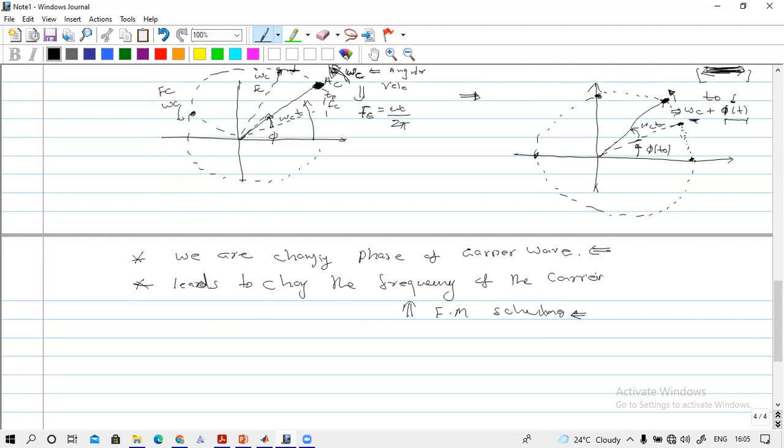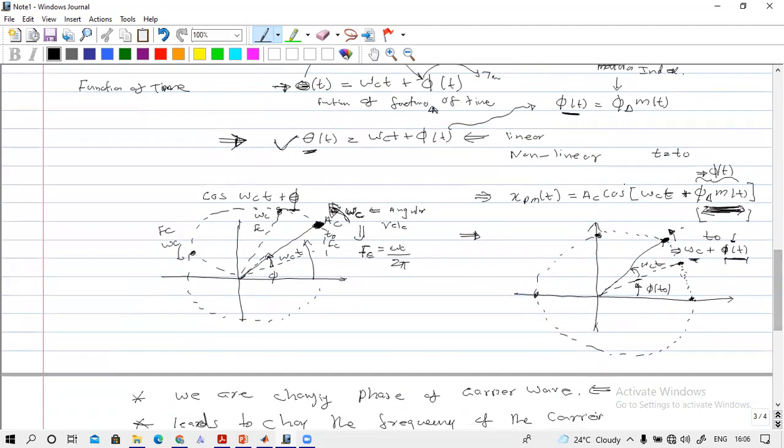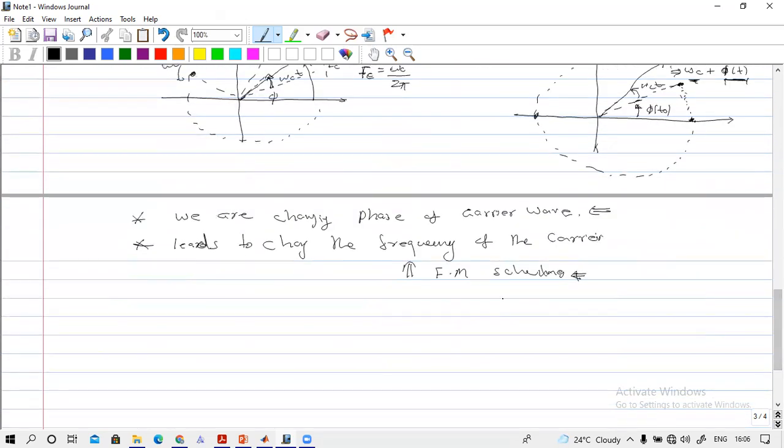Okay, can you understand this? By changing the omega, actually we are changing the frequency of the signal. By changing this phase, this part, we are changing the frequency of this whole signal, whole carrier. We normally refer to it as phase modulation because we first change the phase, but it leads to a change in the frequency of the carrier. So this is also a phase modulation scheme.